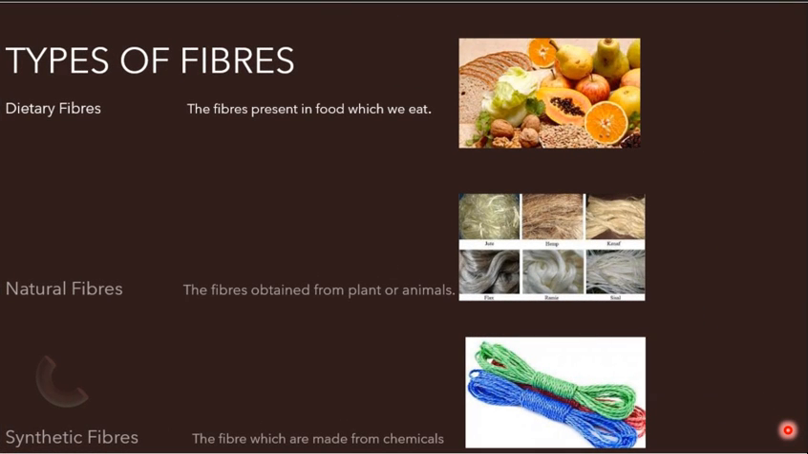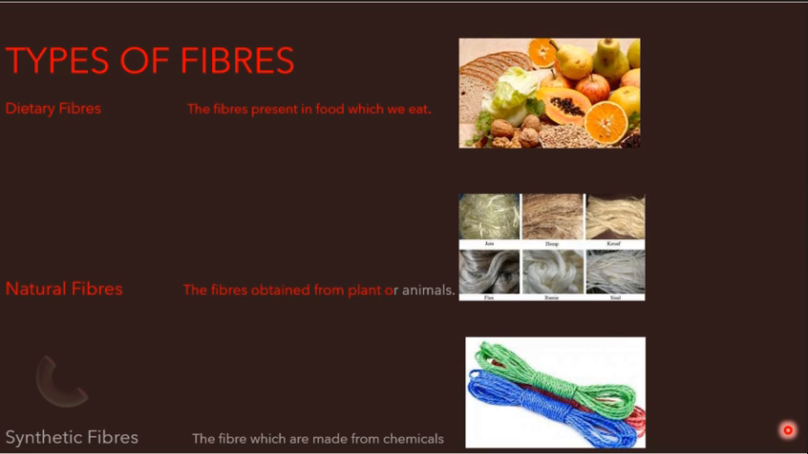Types of fibers. Dietary fibers. The fibers which are present in the food we eat are known as dietary fibers. Examples: spinach, sugarcane, etc. There is no use of these in the formation of fabric. Natural fibers. The fibers obtained from plants or animals are known as natural fibers. From plants we get cotton, jute, etc. From animals we get wool, etc.